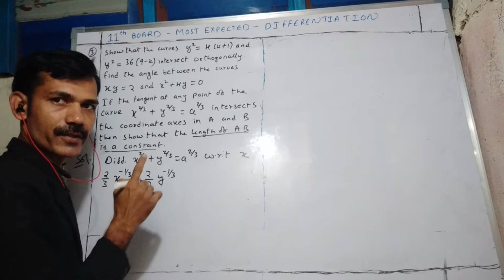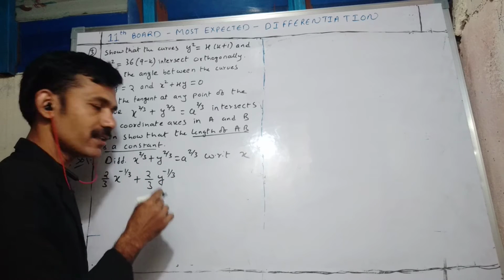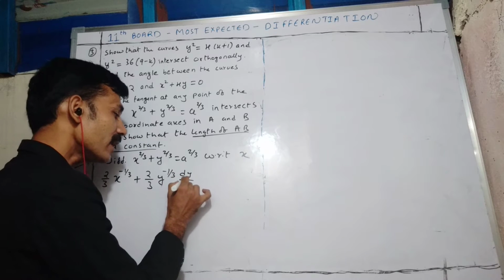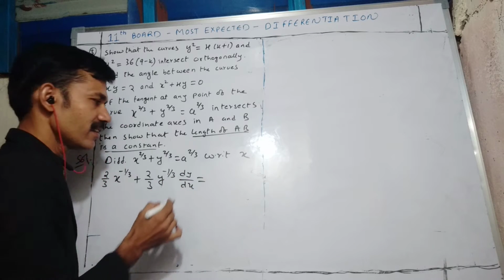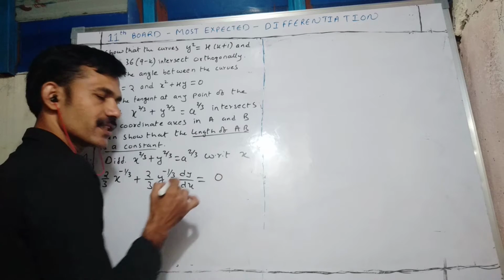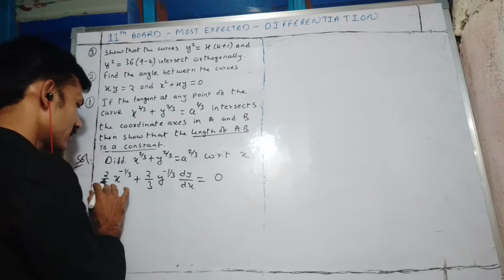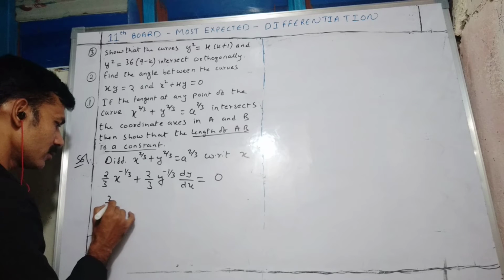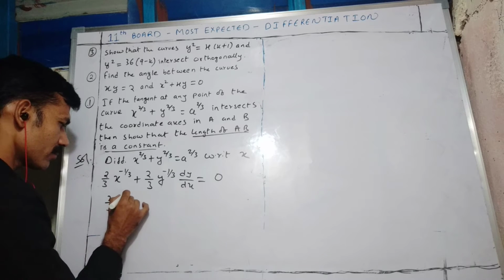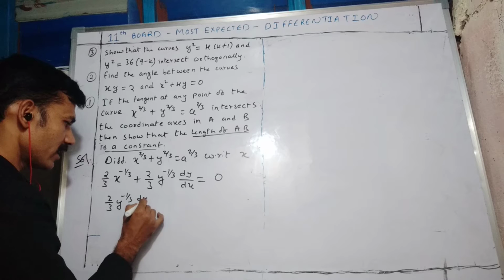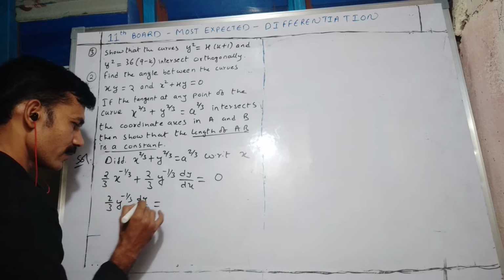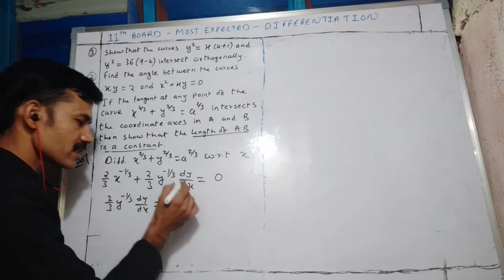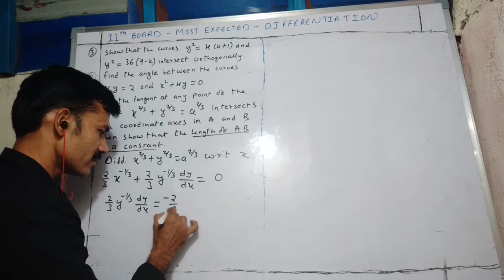Next, we are differentiating with respect to x, no? Then what do we need to write? dy/dx we have to write. Next, a constant if you differentiate, that is 0. Next, this plus term we can transpose to that side. Then what will it become? 2/3 y^(-1/3) dy/dx equals, this plus term if you transpose, minus it will become.